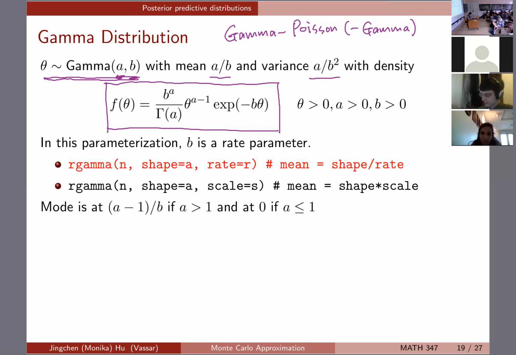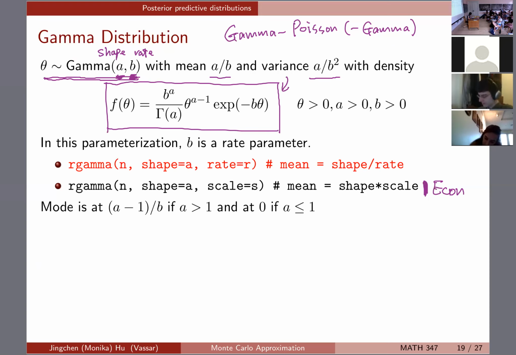So I think maybe the second one, not in red, is what econ people will use more. But in our class, we will use A as the shape parameter and B as the rate parameter. If we define A and B to be shape and rate, then the density is in this particular form. This will be the one that we stick to, and in R as well.